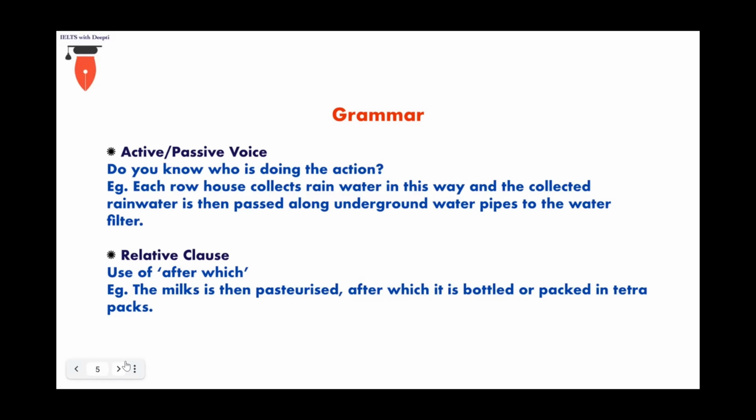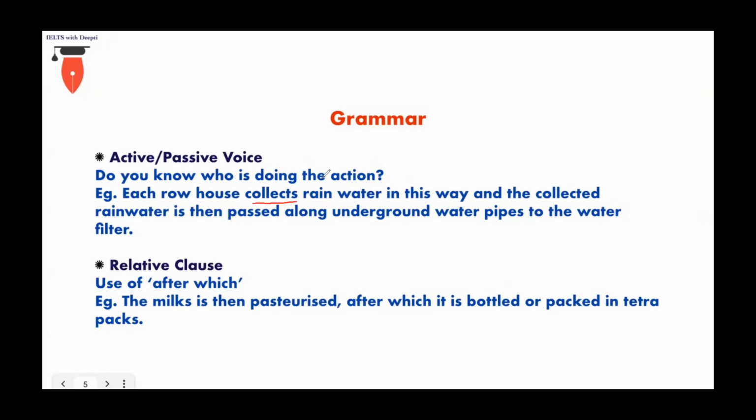So when we look at the active or the passive voice constructions, how they are different. So let's look at this example. Each row house collects rainwater. So now here, when you look at the term collects, it is talking about active voice. So this is active and this is simple present. Okay.